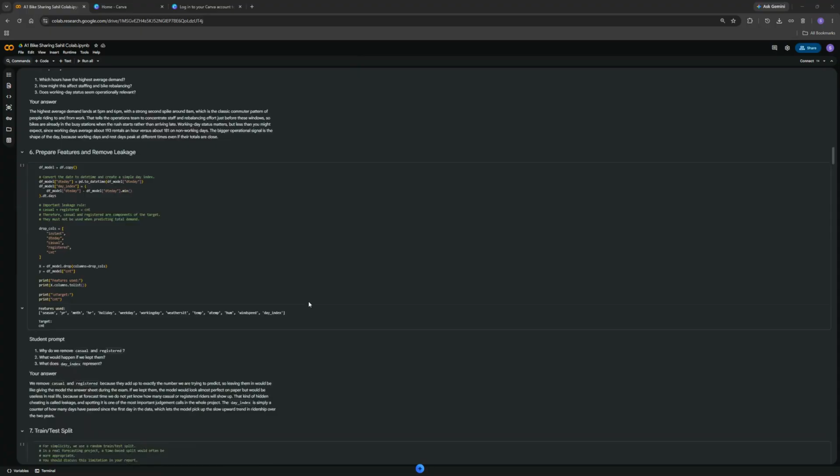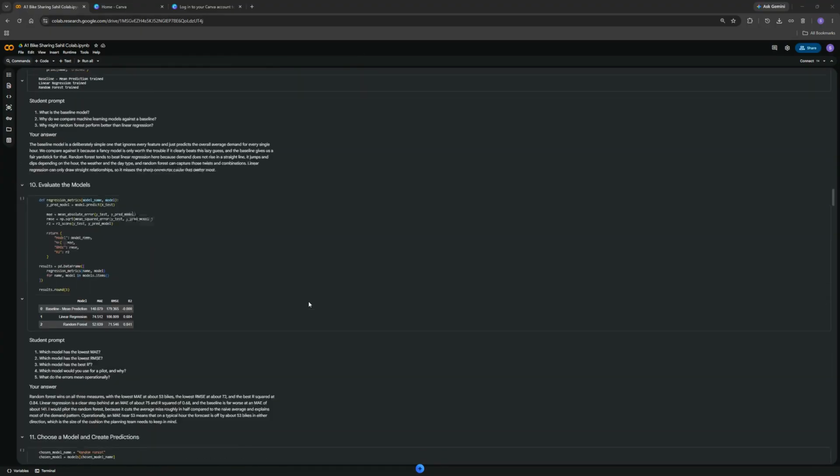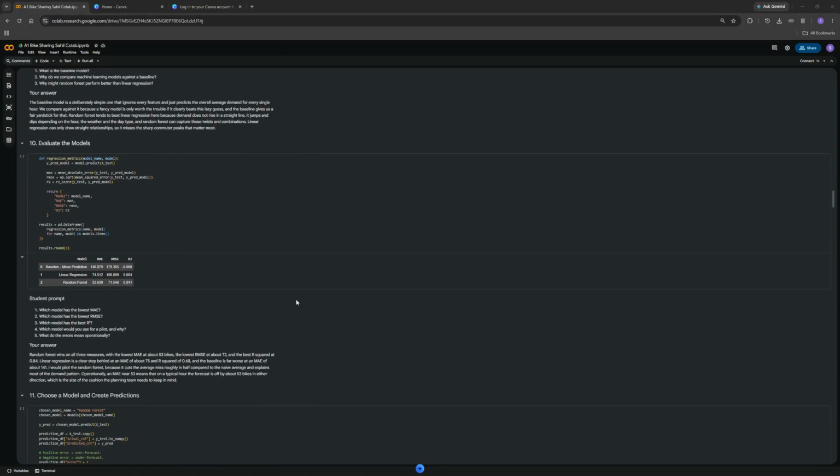Now, let's scroll down to the section. The first thing to settle was which model can do this job. Here are three side by side. A baseline that just guesses the average is off by about 140 bikes an hour. Linear regression is better. The random forest is the strongest, cutting the typical miss to around 53 bikes and explaining 84% of the demand pattern. So that is the model I use from here on.